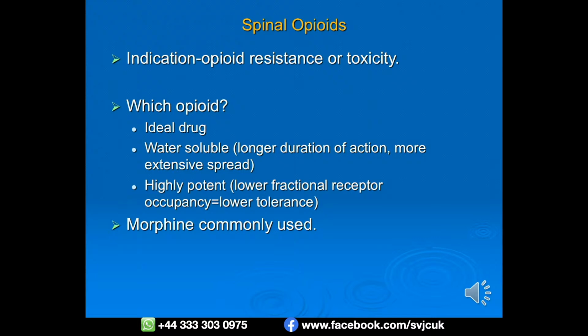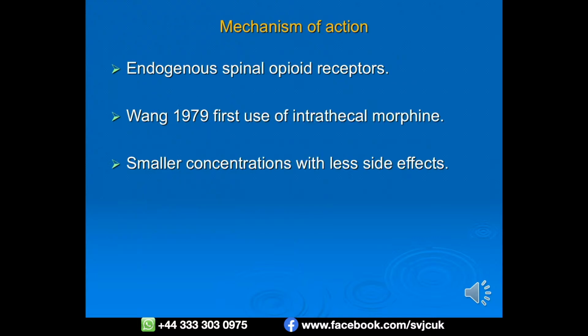opioid in spinal opioid. Mechanism of action is, it is believed that there are some endogenous spinal opioid receptors, and in fact, as far back as 1979, the first use of intrathecal morphine was recorded. The advantage of using them in spinal form is that you will get less side effects with smaller concentration.